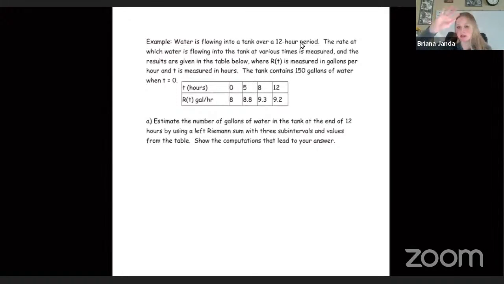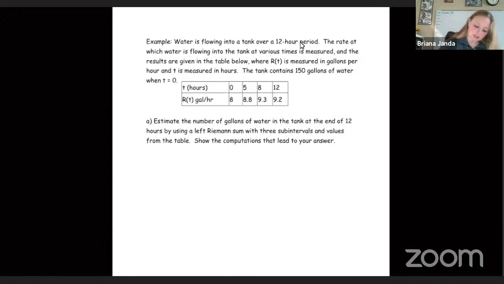And then the part at the end, always read the directions. This can give us some very important information. It says the tank contains 150 gallons of water when time equals 0. So then part A says, estimate the number of gallons of water in the tank at the end of 12 hours by using a left Riemann sum. So we know as we do this, we're going to pick the left number, with 3 subintervals and values from the table.